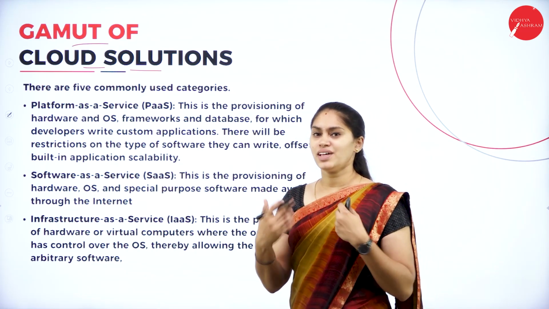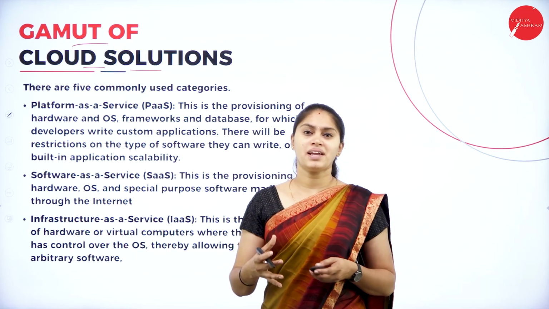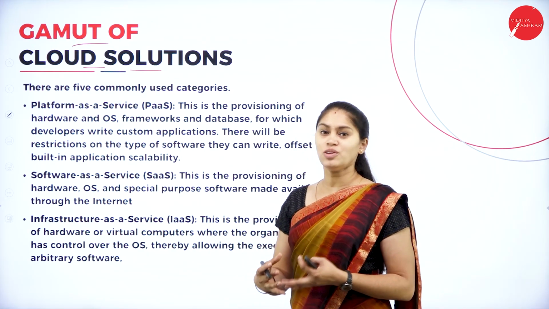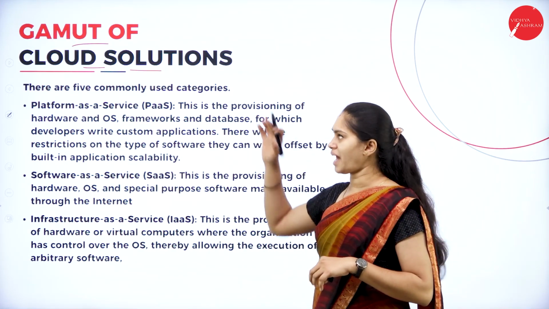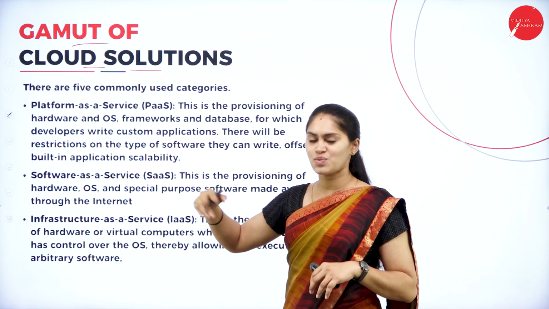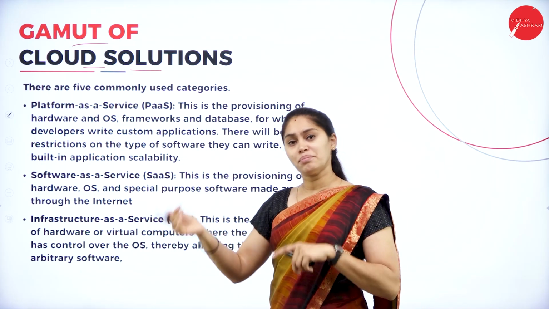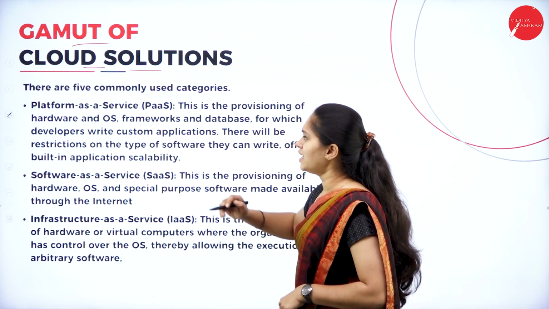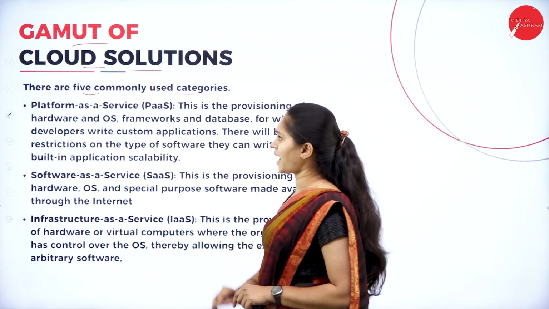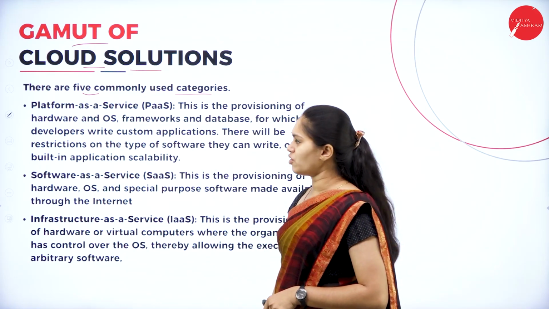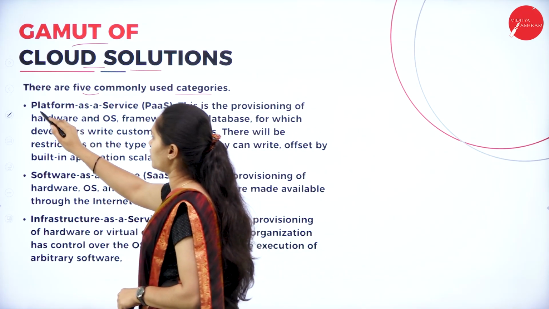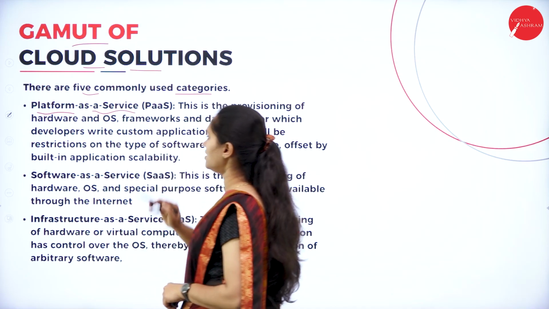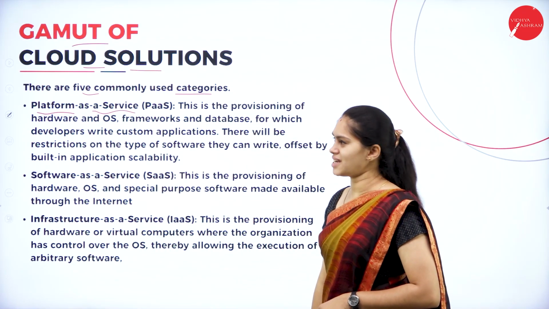At that time, we are thinking uniquely and bringing new solutions to the cloud. So then that will be termed as what? Gamut. That means it has to satisfy, or it has to have some upgraded version than the traditional one. So there are 5 commonly used categories we have in the gamut of cloud solution. So what is the first one? Platform as a service. Already we have discussed regarding this.